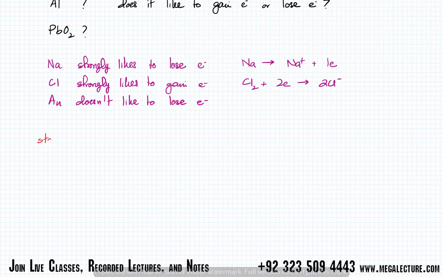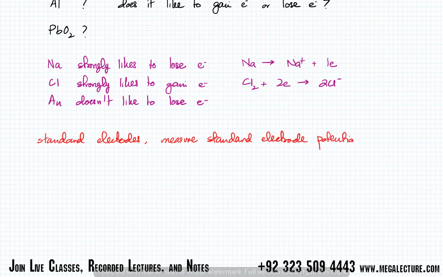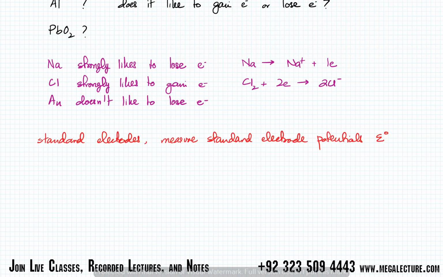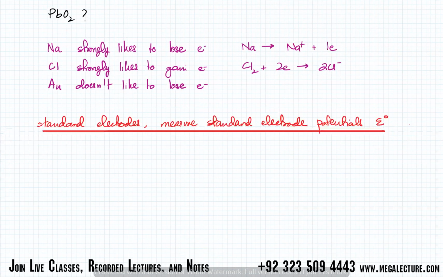To measure this tendency, you're going to construct standard electrodes, and you're going to use them to measure standard electrode potentials, which is going to be referred to as E naught. So it's going to be E. The naught on the top means everything is being measured under standard conditions. So E is the potential difference. So let me explain what this is.